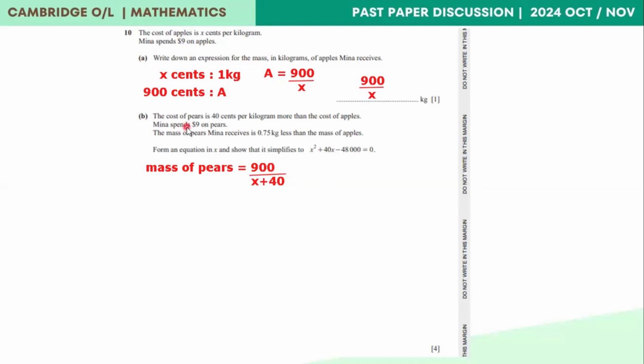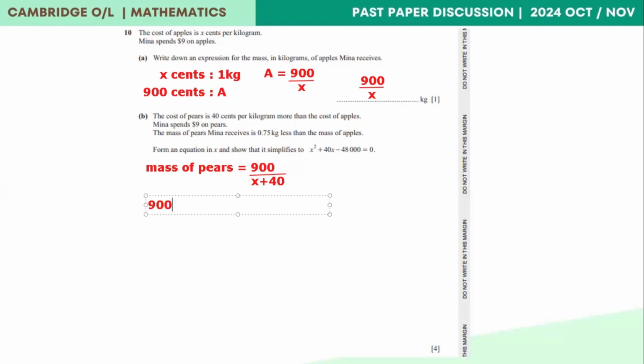There will always be a sentence that gives you an idea, the sentence needed to form your equation. The sentence in this question is: the mass of pears Meena receives is 0.75 kilogram less than the mass of apples. In other words, the difference between the mass of apples and the mass of pears is 0.75 kilogram. So we have both expressions now, so we can form an overall equation.